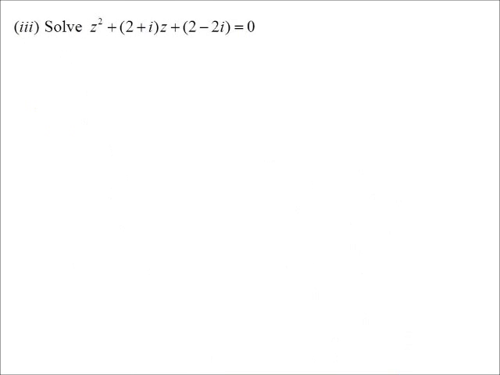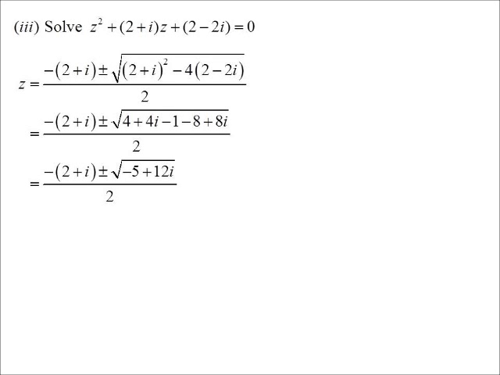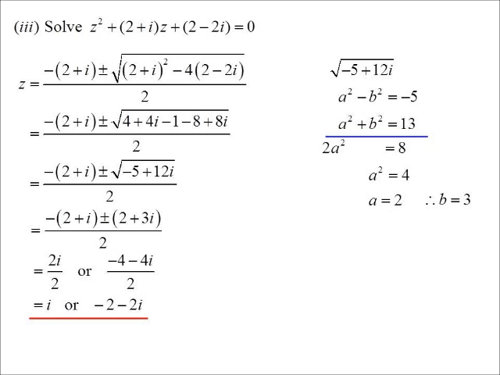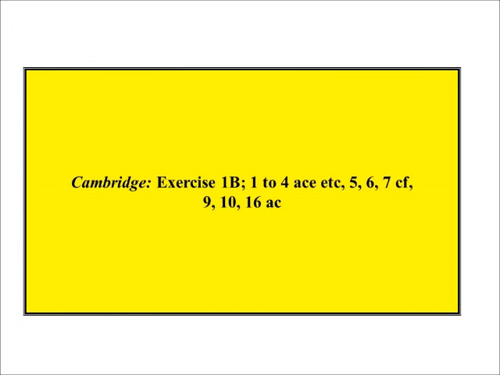Let's solve this equation. So it's a quadratic. Well, I'm going to use the quadratic formula. It's just that I'm dealing with imaginary numbers. I end up with the square root of minus 5 plus 12i. So, all right, I've got to work out the square root of minus 5 plus 12i. 5, 12, 13. Pythagorean triad. The other method will work nicely. So, a squared minus b squared will be the real part, negative 5. A squared plus b squared will be 13, that hypotenuse of the Pythagorean triad. 2a squared is 8. A is 2. Imaginary part is positive, so the sign will be the same. And so b is 3. So over here, the square root is plus or minus 2 plus 3i. And tidying that up, I get my two solutions, i and minus 2, minus 2i. That shan't do us.